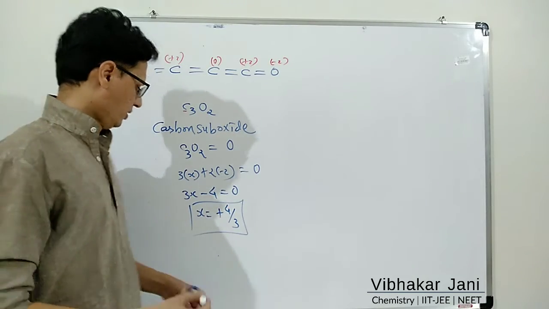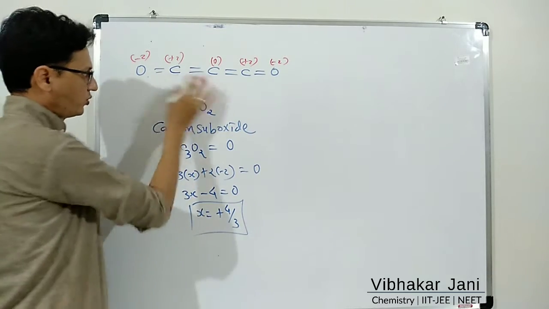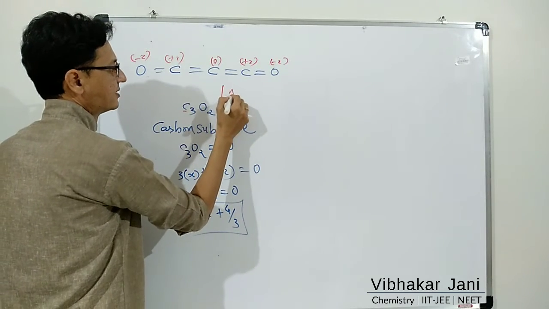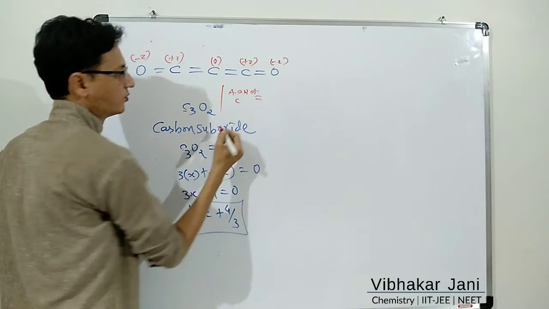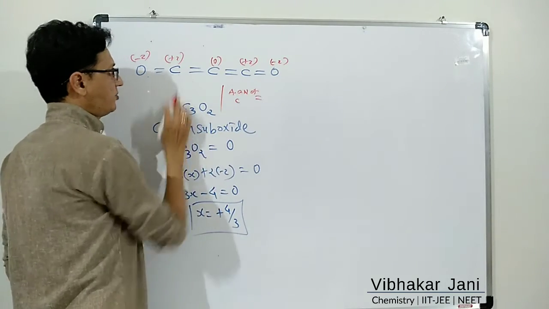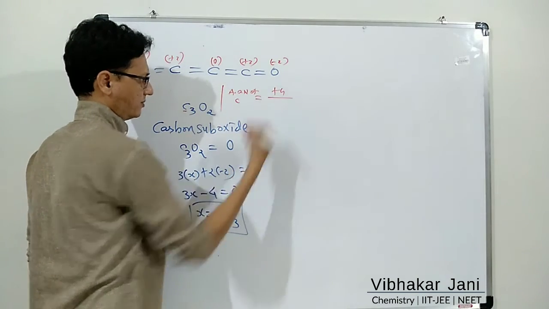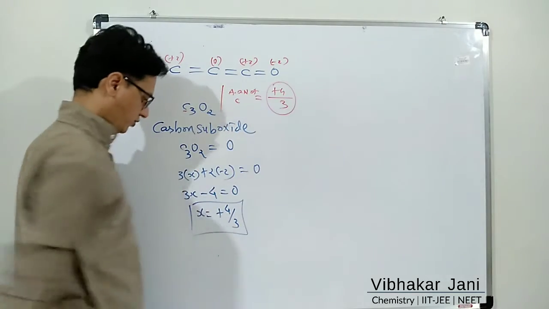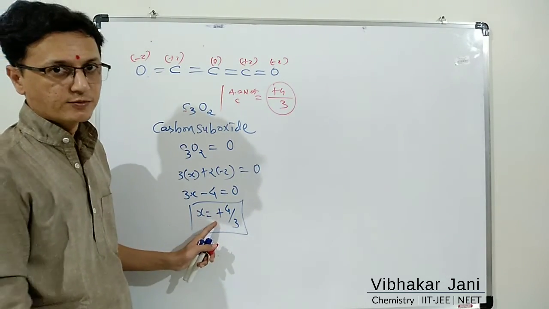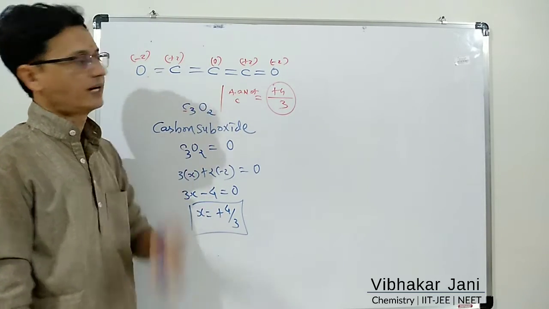Okay, now the average oxidation state of carbon. If we want to find the average oxidation number of carbon, it is equal to total charge on carbon, plus 2 plus 0 plus 2, that is plus 4, divided by total number of carbon, that is 3. So it is plus 4 by 3. So this is the average, and these are the individual oxidation states of each carbon.